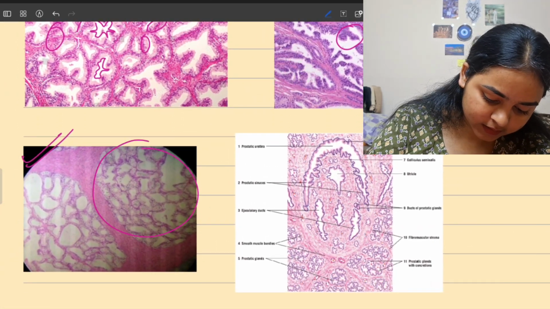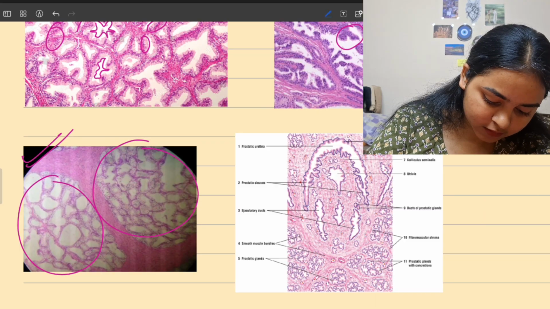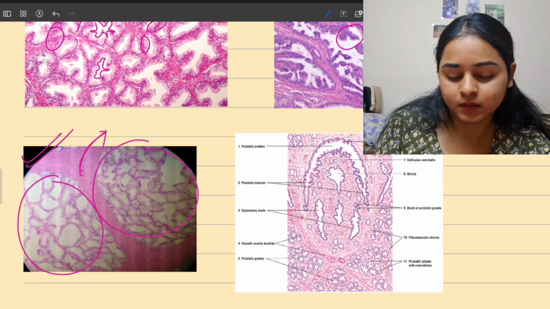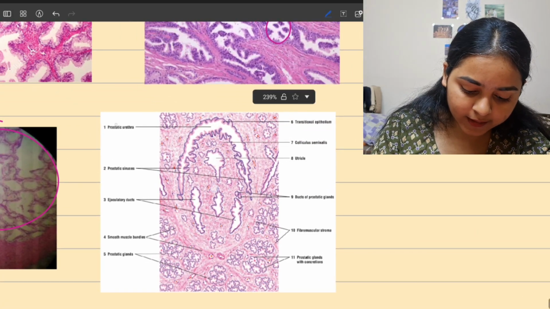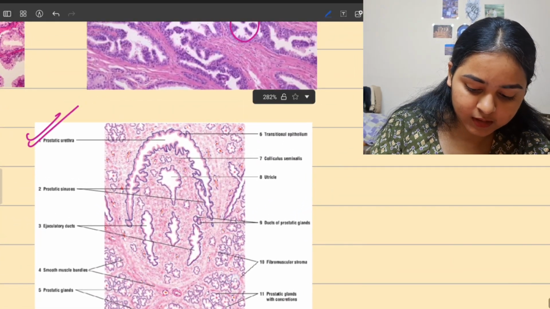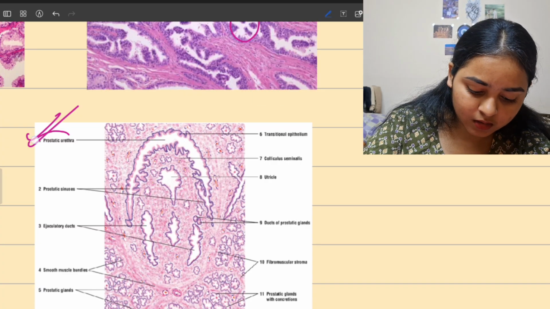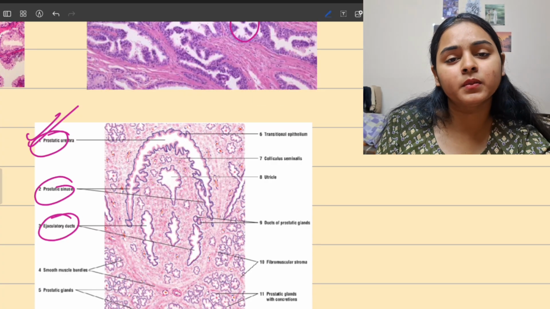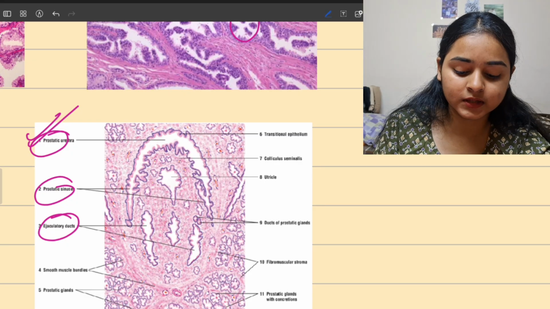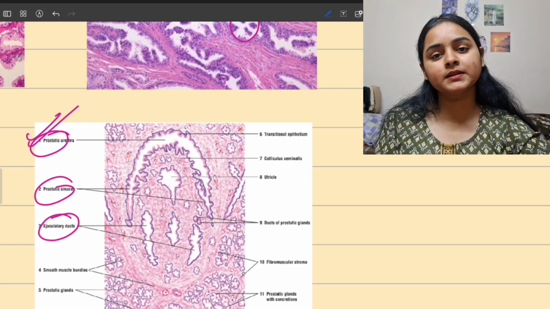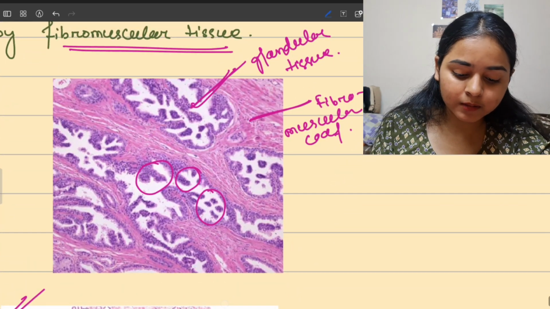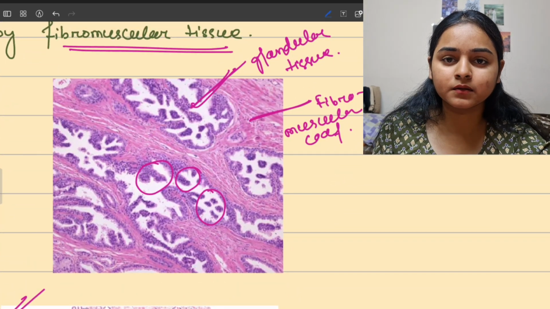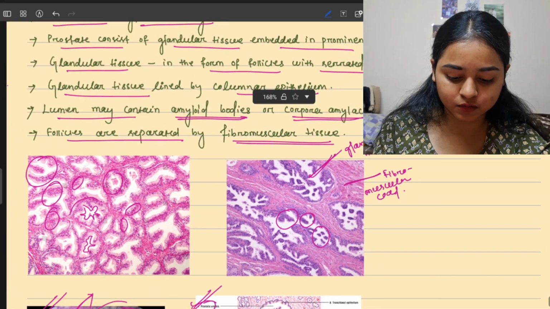This is the real slide picture. You can easily identify this is the glandular part, this is one glandular part, and between the two glandular parts, it is the fibromuscular coat present. Okay, and this is the picture from your diffuse atlas, but in this picture there are prostatic urethra and prostatic sinuses, ejaculatory ducts, but you may not identify these in the slide, or it may not be present in every slide. So you have to just identify the glandular tissue and the fibromuscular coat. That is enough for you to identify the slide as a prostate.